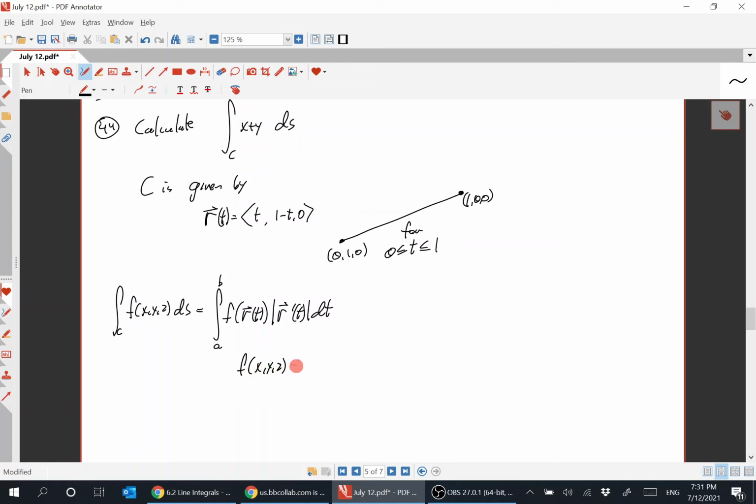Well, f of x, y, z is x plus y. So f of r of t is equal to what? Well, x is t, and then y is 1 minus t, and z is, oh, there's no z there. So that's just 1. So f is not 1, by the way. f is x plus y. It just happens to turn into 1 here.